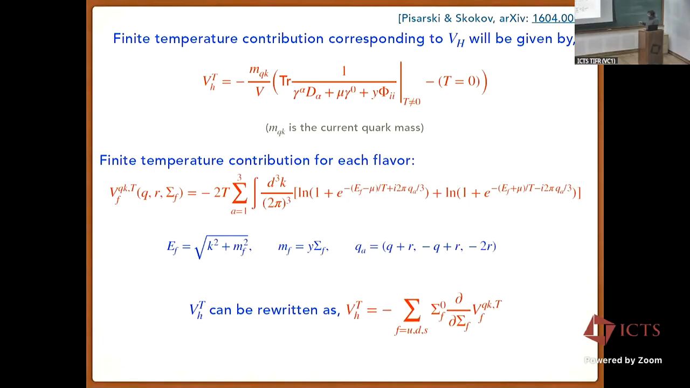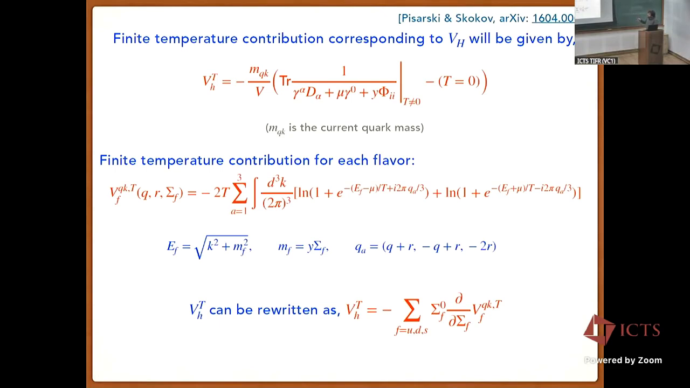The thermal part from the quark, the finite temperature contribution from the quark Lagrangian, after doing the Matsubara sum, you can get this kind of form, where you can see that we have the effect from the Polyakov loop also, and this E_f that is dependent on m_f squared, and this y sigma_f. Sigma_f are the diagonal elements of the phi field.